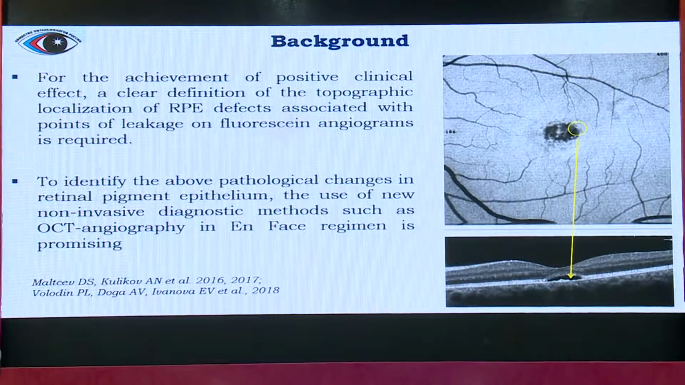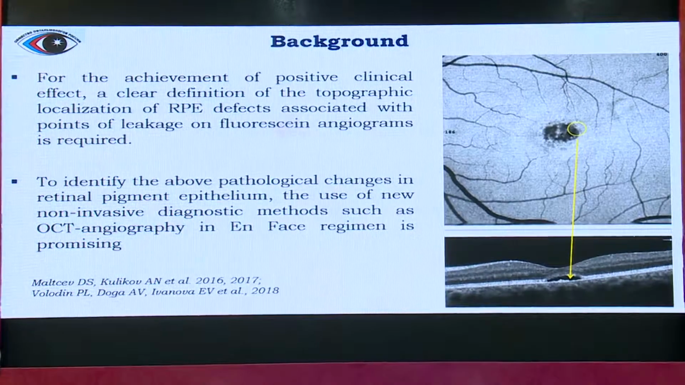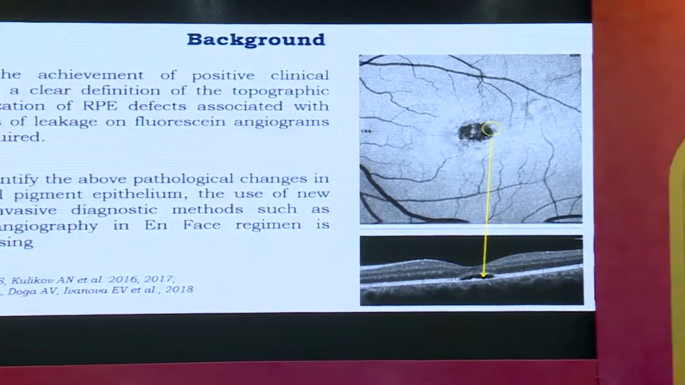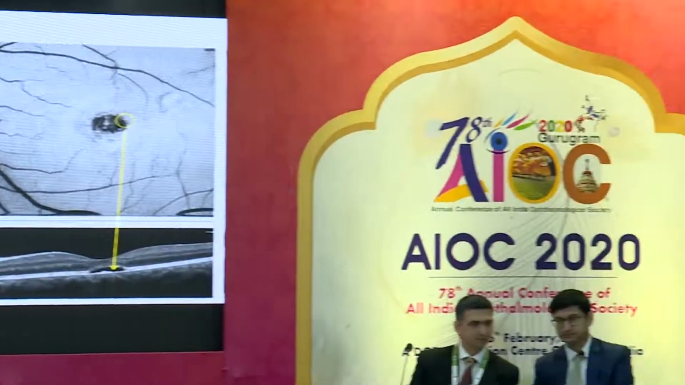For the achievement of a positive clinical effect, a clear definition of the topographic localization of RPE defects associated with points of leakage on FA is required. To identify the above pathological changes in the retinal pigment epithelium, the use of non-invasive diagnostic methods such as OCT angiography in phase mode is promising.